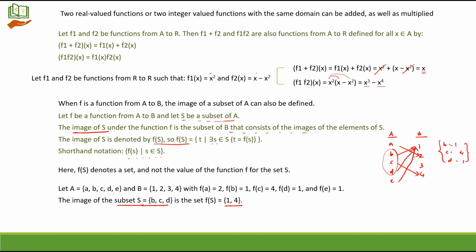Now let's read this line. The image of S under the function is the subset of B that consists of the image of the elements of S. That is, this particular 1, 4 is what they say the subset of B. What is B? 1, 2, 3, 4. Is this a subset? Yes, it's a subset. So the image of this particular capital S will be the subset of B. Whichever element is the image of capital S, that alone will be included. That's why we are including only 1, 4.